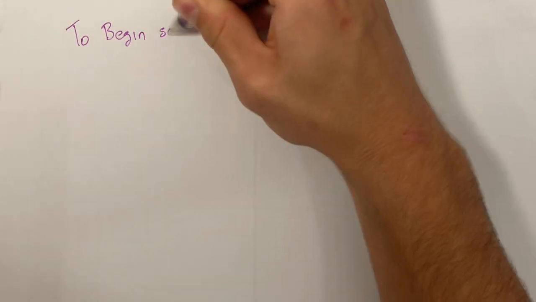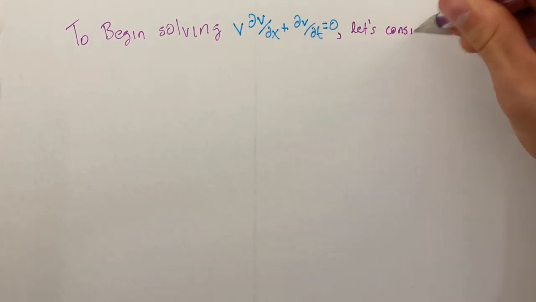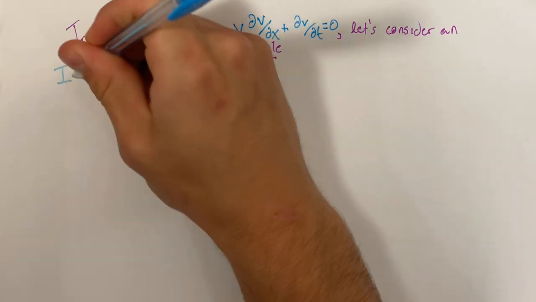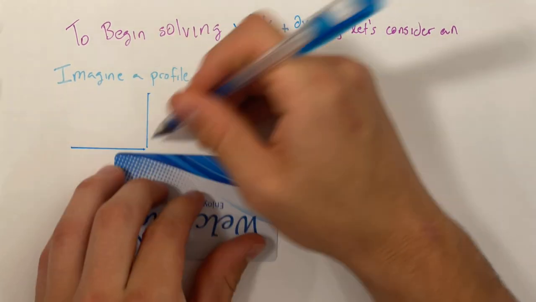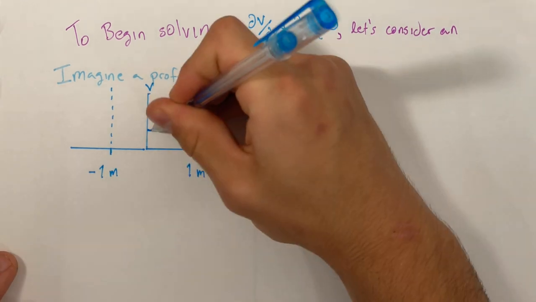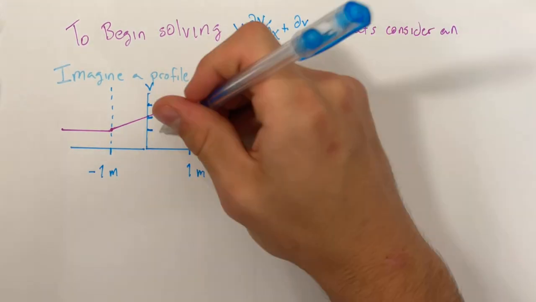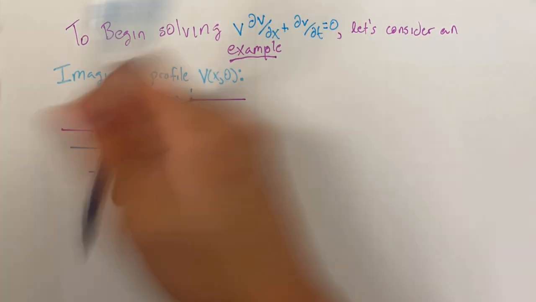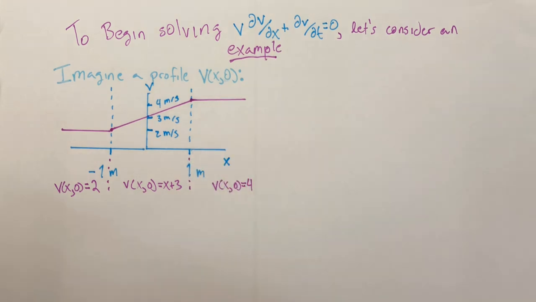Okay, so the boxes don't accelerate. What does that mean for us solving it? Well, to start, let's see how that would play out in an example. Imagine we had a profile that looks like this. Flat, then up, then flat again. All the boxes before x equals minus 1 move at 2 meters per second. In between, we have this intermediary line. And at x equals 1, the boxes of fluid move at 4 meters per second.